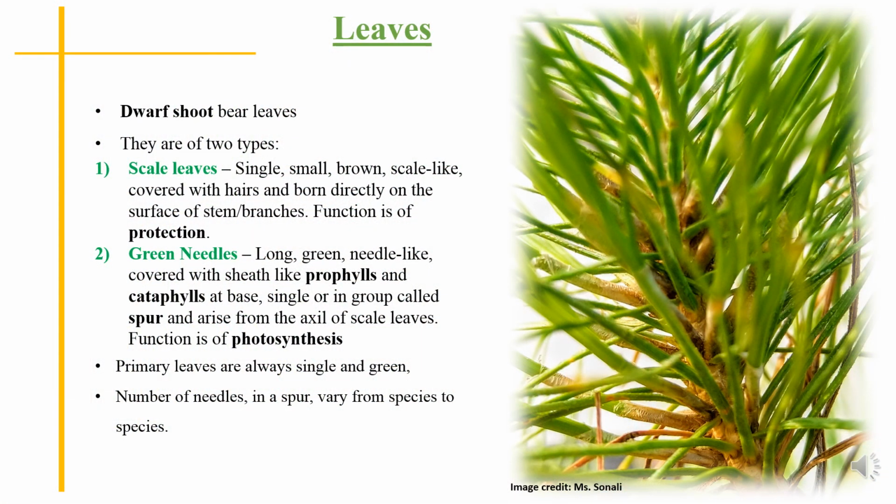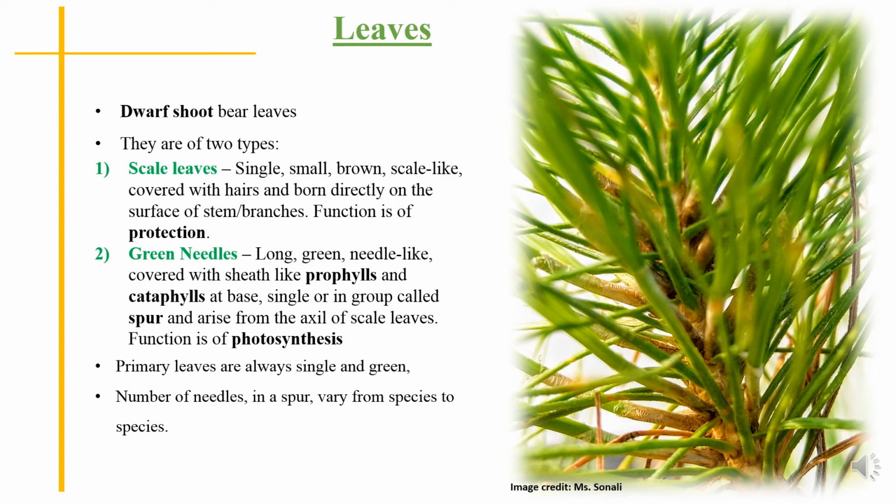Now, the last part of plant to discuss is morphology of Pinus leaves. Pine leaves are borne on dwarf shoots and are again of two types, that is dimorphic leaves. One is scale leaf and the other is green needle-like foliar leaf. Scale leaves are single, small, brown, scale-like structures. They are hairy and are borne directly on the stem or branches. Their main function is to provide protection to apical buds and foliar leaf.